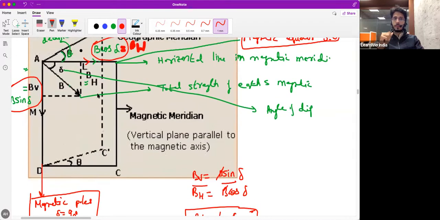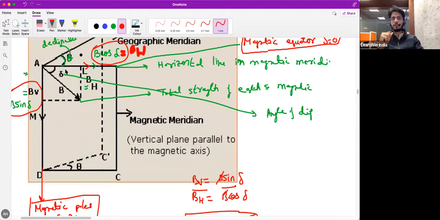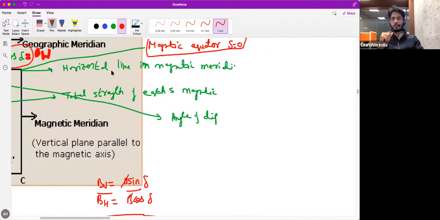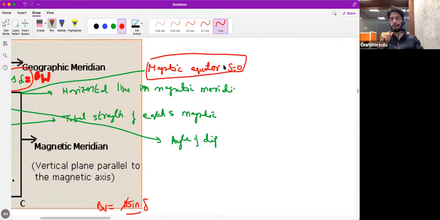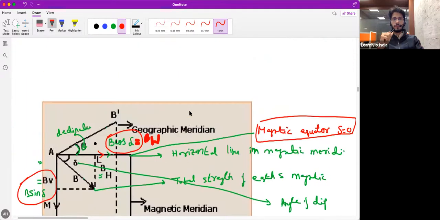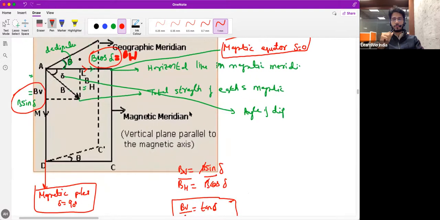Next is, at the poles, the value of delta, this dip, is 90 degrees. At the equator, the angle is 0 degrees. The value is 0 degrees at the equator. Just draw this diagram and then you will write the definitions.